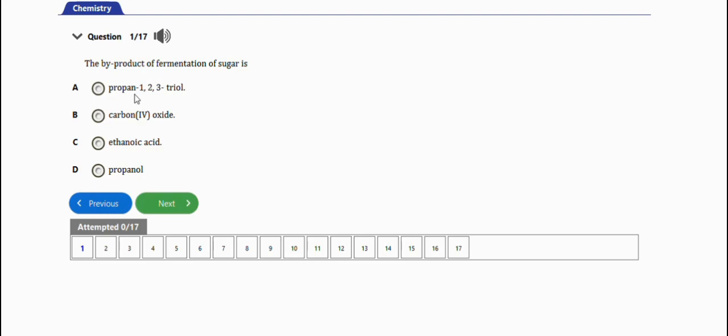The first question I have here says, the byproduct of fermentation of sugar is, we have option A, propan-1,2,3-triol, we have carbon dioxide, ethanoic acid, propanol. The right answer is option B. This is an obvious question, carbon dioxide. Alright, so that's for this question.